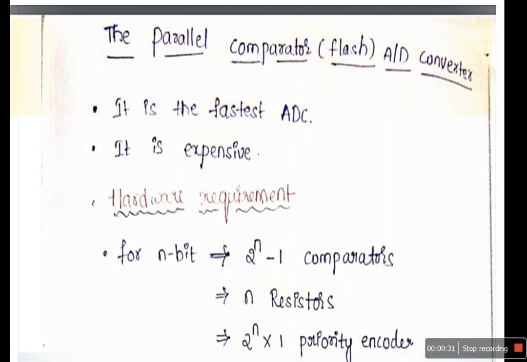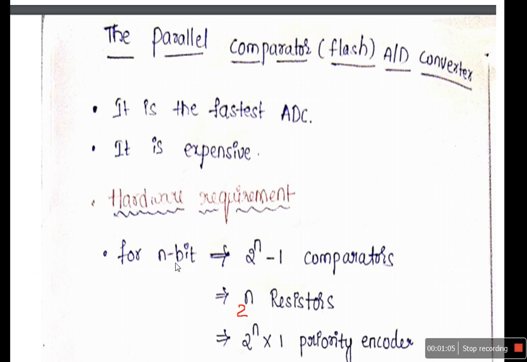The flash type ADC is also called the parallel comparator type ADC, and it is the fastest ADC among all. So the advantage of flash type ADC is that it is the fastest ADC among all, and the disadvantage is that it is expensive. Why it is expensive means the hardware requirement for the flash type ADC is more when compared to the other ADCs. So what is the hardware requirement for the flash type ADC for n bit conversion?